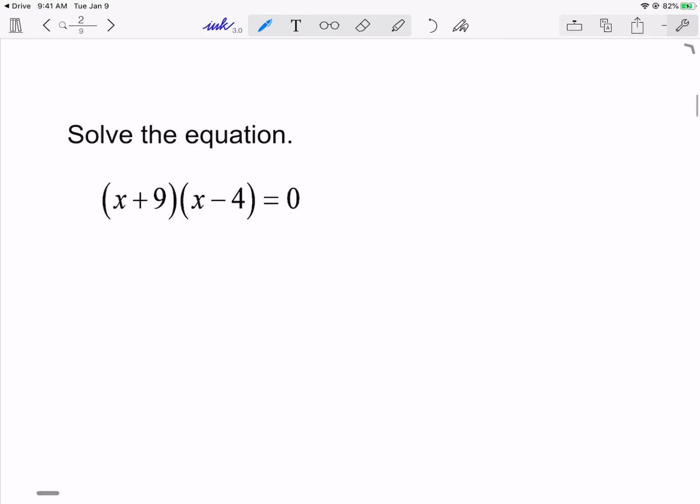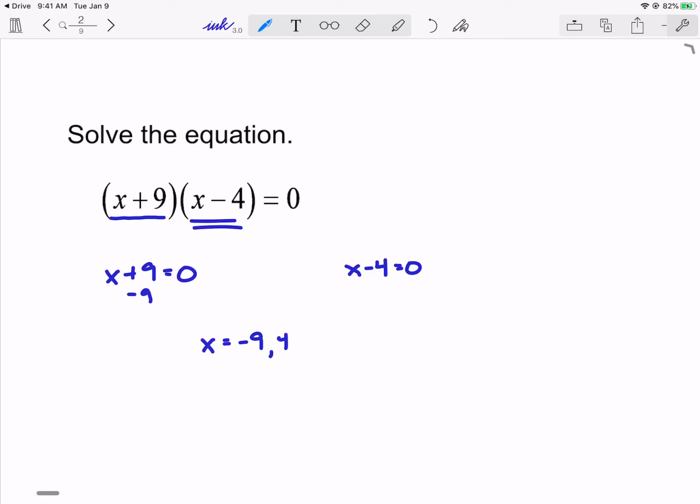So I've got this already in factored form on the left side. Now based on the zero product property, either x plus 9 can equal 0, I'll write that out, x plus 9 equals 0, or x minus 4 can equal 0. Now these are two very basic equations. On the first one I subtract 9, so I get negative 9. 0 minus 9 is negative 9. And on the next one, 0 plus 4 gives me 4.